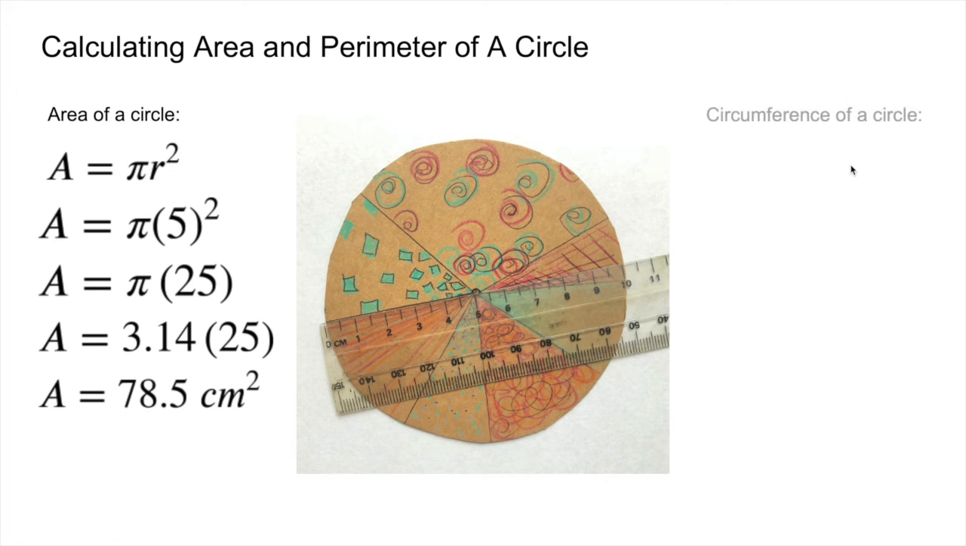The circumference of a circle is the perimeter, the distance around the outside. So if you envision taking a piece of string or walking your finger around the outside, we're looking at how much distance would that cover.